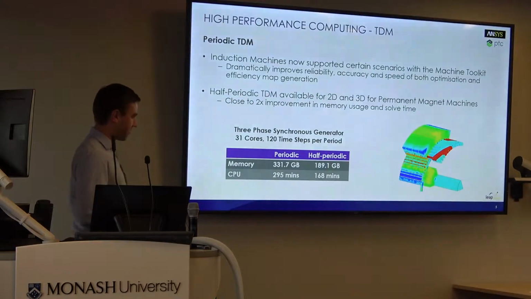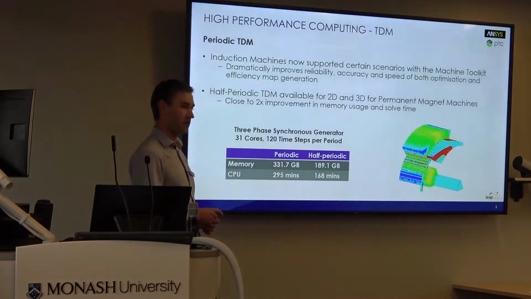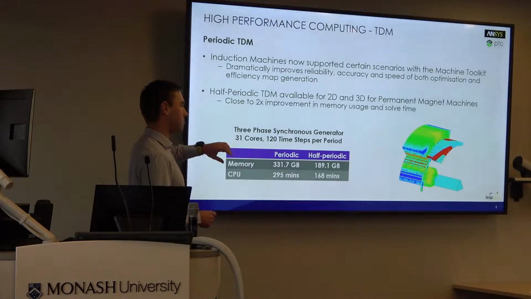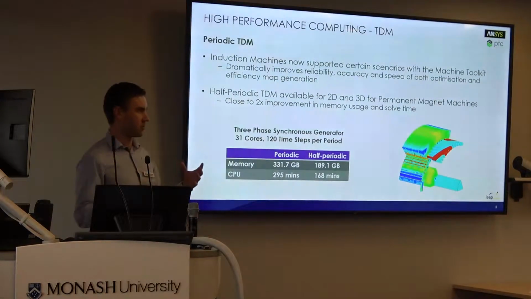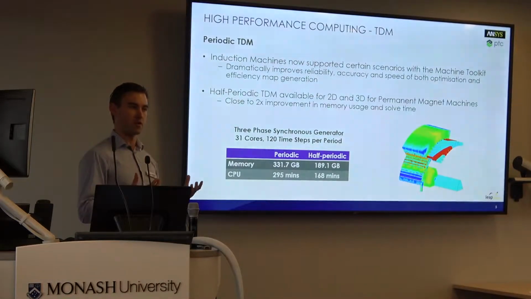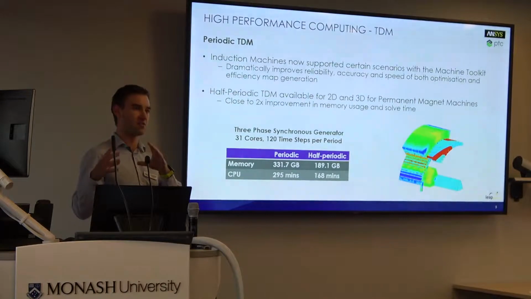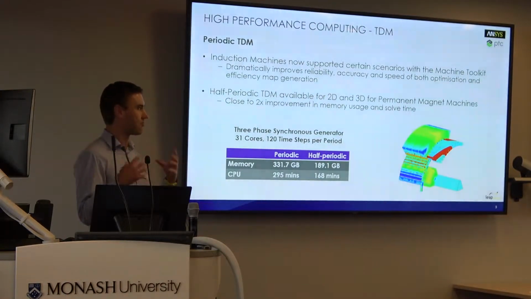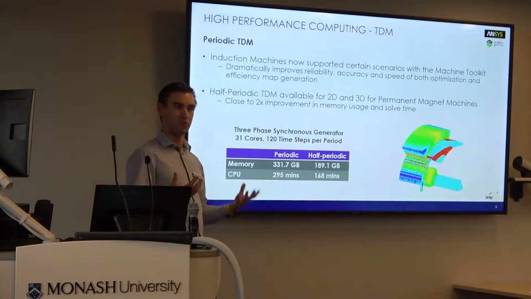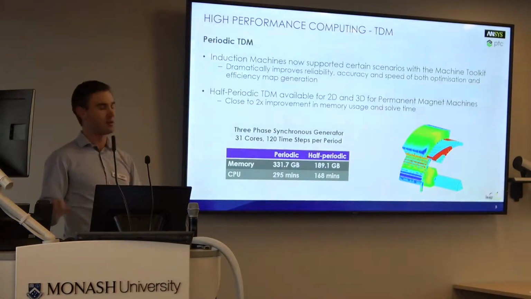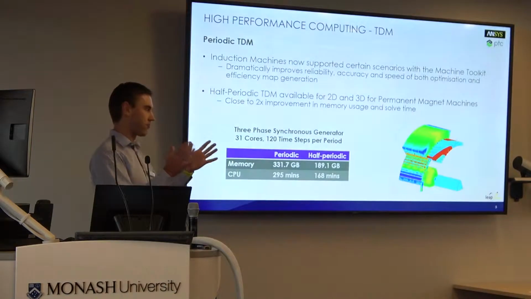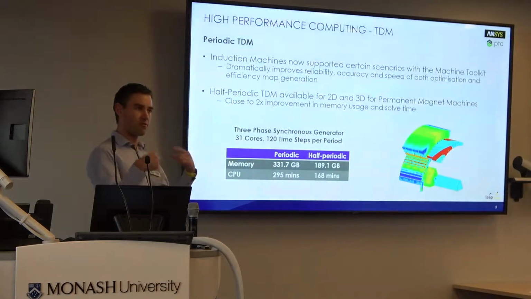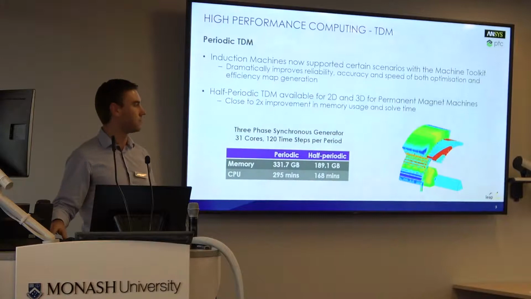So we look at some of the enhancements in this release. This is the first time we've ever been able to do what we call periodic TDM with induction machines. A lot of the work we do revolves around optimization workflows, and for that we want to be able to solve a transient problem until it reaches steady state, and then record the average torque and the average powers and look at the waveforms in the steady state. Periodic TDM will slice up your simulation into one electrical cycle, and it will solve that same electrical cycle over and over until it converges.